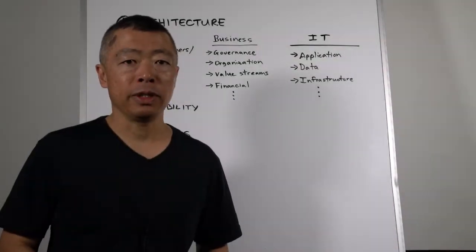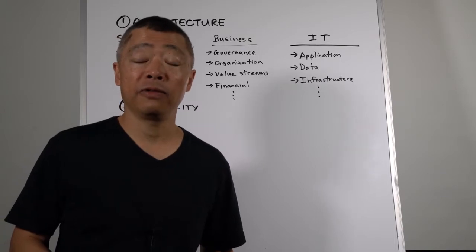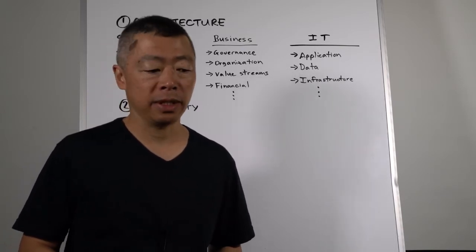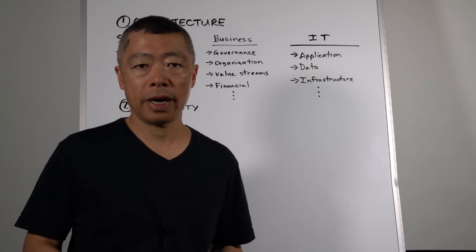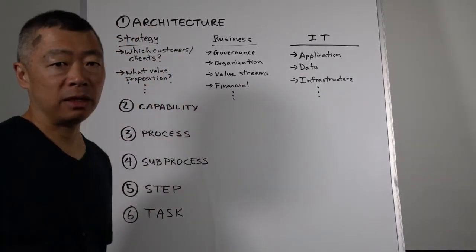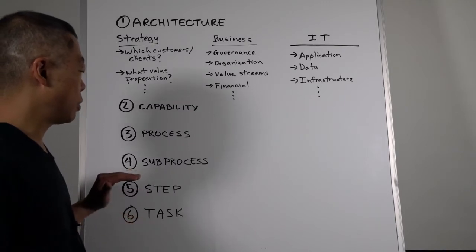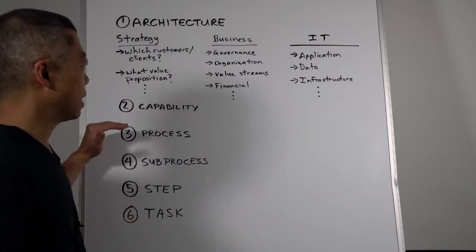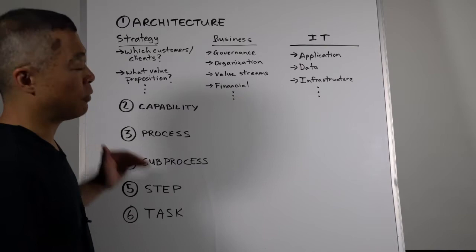In previous videos, we described a way of defining processes in an organization using a set of process levels or hierarchy, where we would go from the lowest level of detail, task, which would roll into process steps, sub-process, process, and then groups of processes that form capabilities.